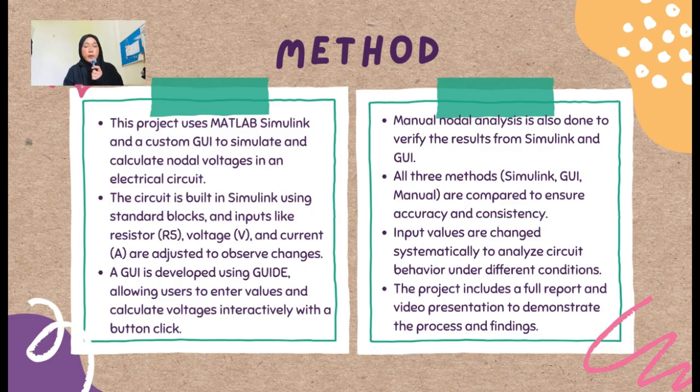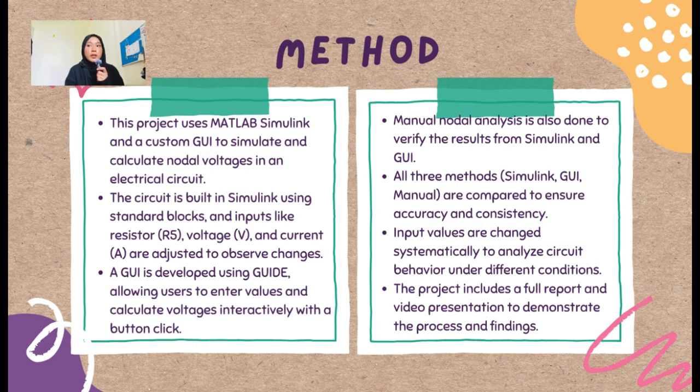Okay, right now I will talk about method. First one, this project used MATLAB Simulink and a custom GUI to simulate and calculate nodal voltage in an electrical circuit. Second, the circuit is built in Simulink using standard blocks, and values like resistor R5, voltage V, and current A are adjusted to observe changes. Third, a GUI is developed using GUIDE allowing the user to enter values and calculate voltage interactively with a button click.